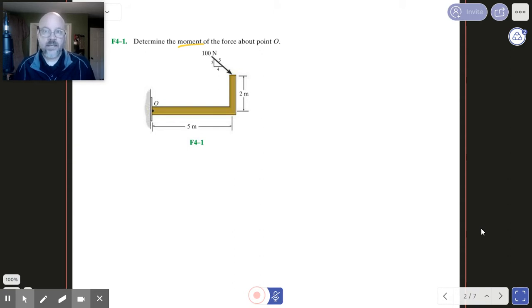And what we want to know is if we could put a pin at O. So we put a pin right here. What is that twisting effort? How much is that twisting effort? And in what direction is it? So there's three different ways to go about this.